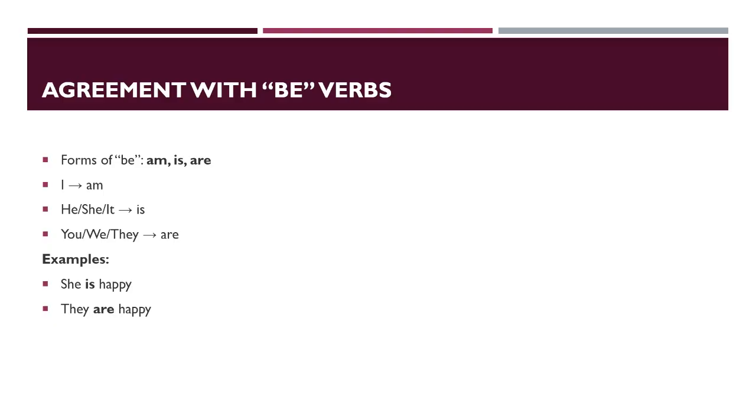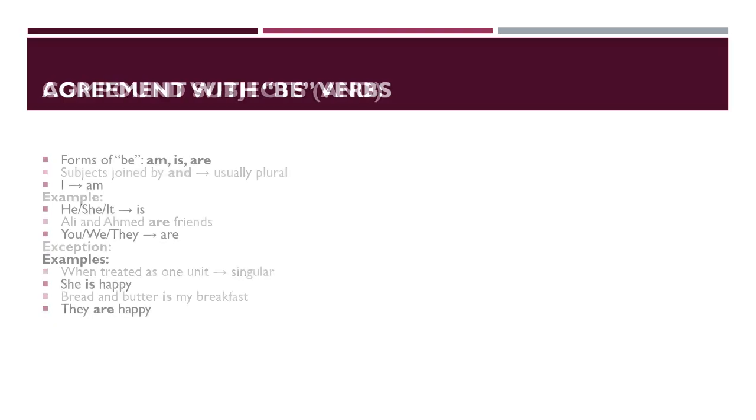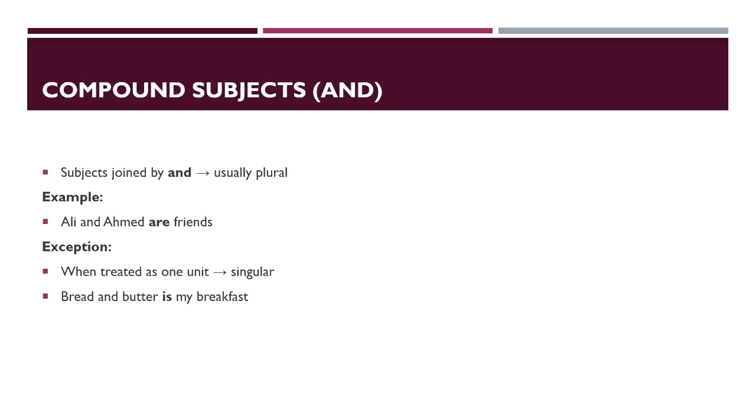Let's move to compound subjects. When two subjects are joined by and, they usually become plural. For example, Ali and Ahmed are friends. But sometimes two words joined by and may represent one single idea. In that case, we use a singular verb. For example, bread and butter is my breakfast.